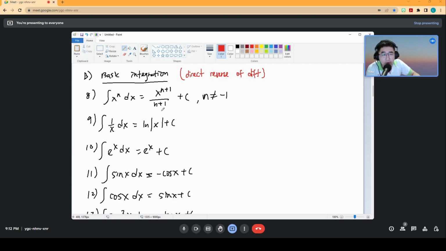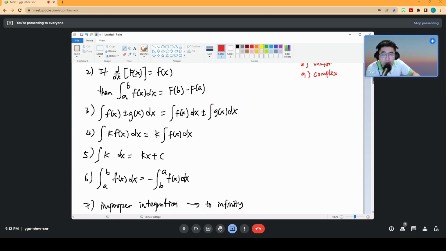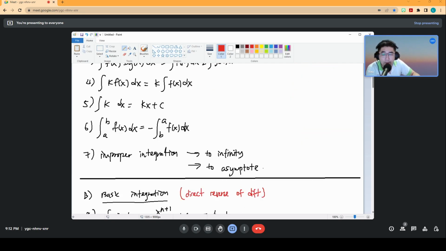So the reason that we have modulus here is to keep it positive. Okay, number 10. If we differentiate e^x, we get e^x. Over here, if we integrate e^x, of course, we get e^x. As you can see, all the rules here are actually just an application of rule 1.